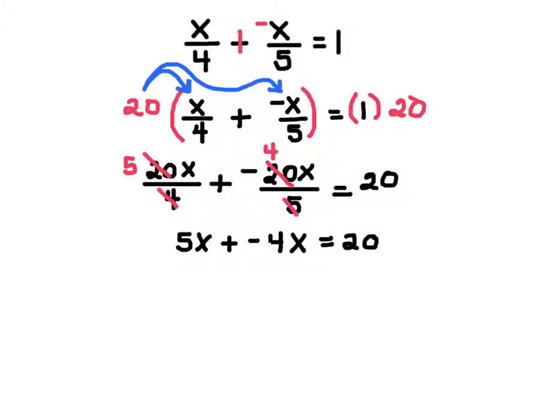Now we combine like terms on the left-hand side. 5x plus negative 4x is 1x, or x, and x is 20. And let's box our answer. x is 20 is the solution to the original equation.